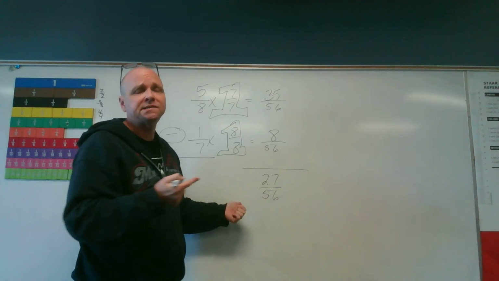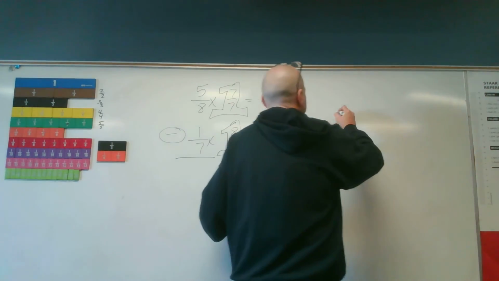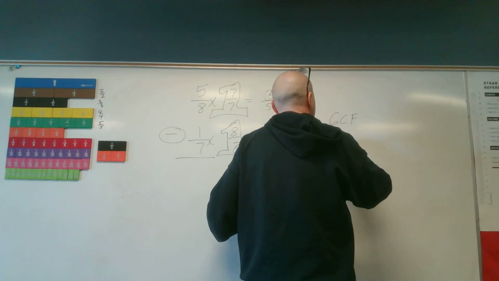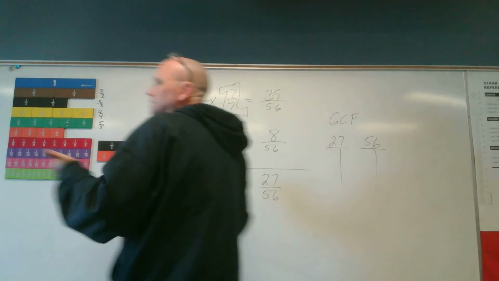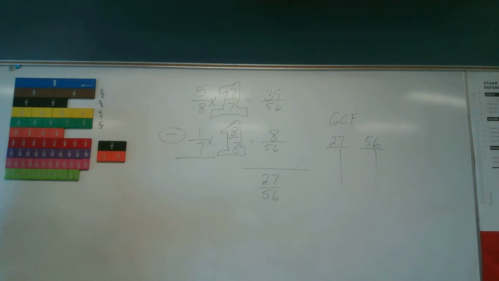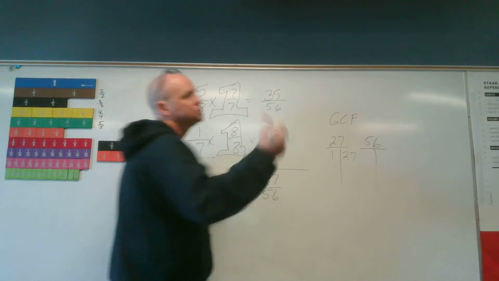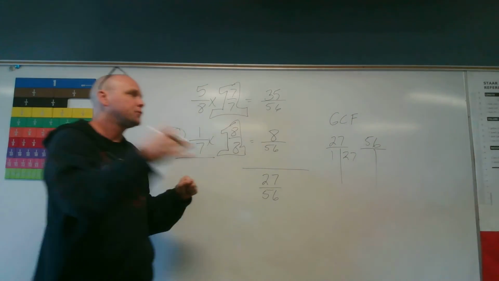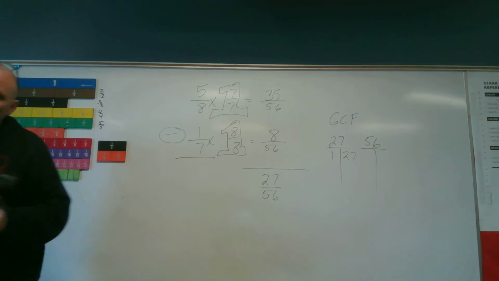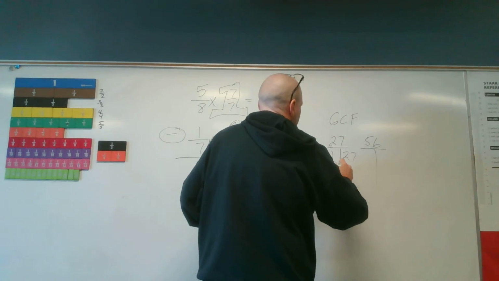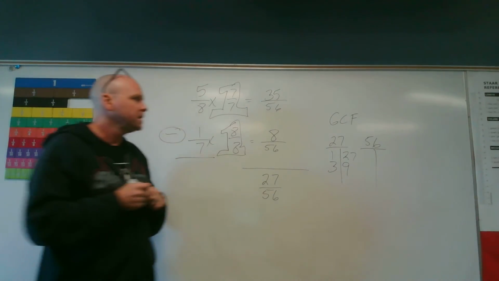Okay? I need to see if I can simplify this, though. So I'm going to find the greatest common factor of 27 and 56. So I have to list the factor pairs for each one. 27, I have 1 and 27. 2 can't go into 27. 3 can, because 7 plus 2 is 9, and 9 is a multiple of 3. So 3 times 9. No 4, no 5, no 6, and we're good.